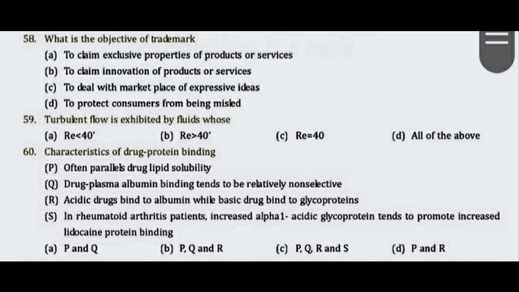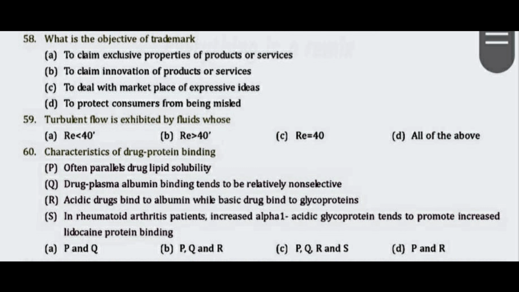Question number 59. Turbulent flow is exhibited by fluids whose Reynolds number is less than 40, greater than 40, equal to 40, all of the above. Correct answer is option B, greater than 40.